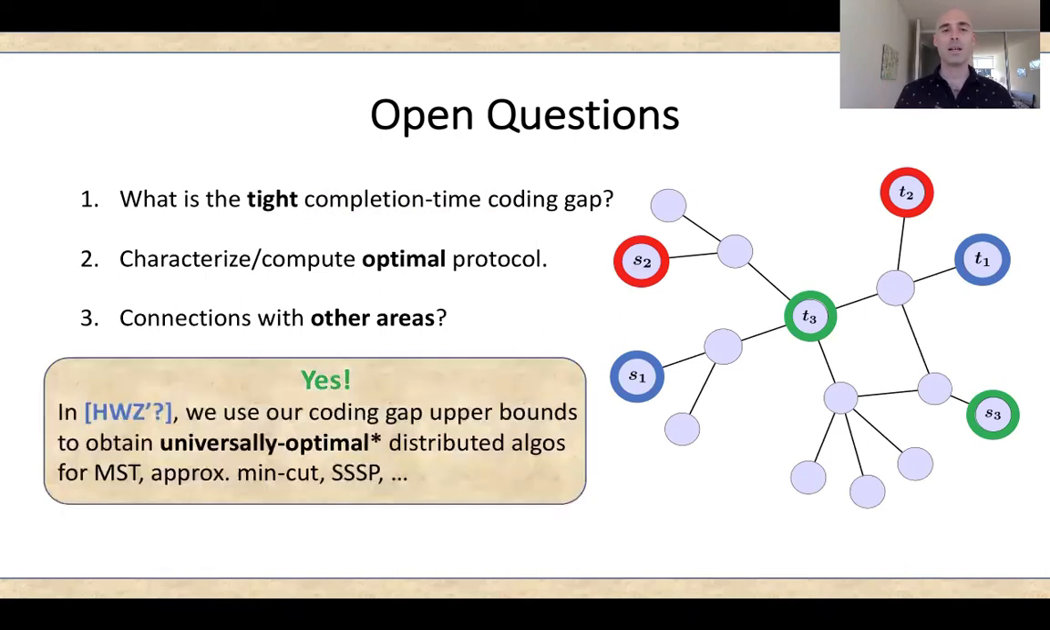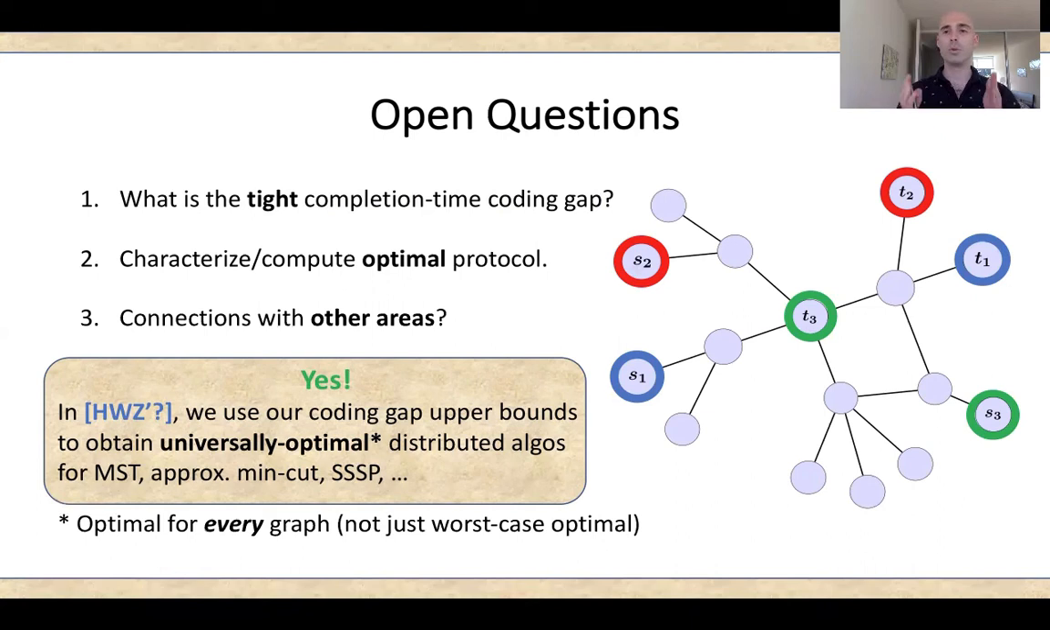The answer is yes. And in unpublished joint work, we use our coding gap upper bounds from this work to obtain universally optimal distributed algorithms for a number of fundamental problems. And here by universally optimal, I mean that these algorithms are optimal on a graph by graph basis. So if you give me your graph, I'll give you the fastest algorithm for this particular graph. This should be contrasted with worst case optimality, where you have a bound saying this algorithm will complete in T of n rounds, and there exists some pathological input on which T of n rounds are necessary.